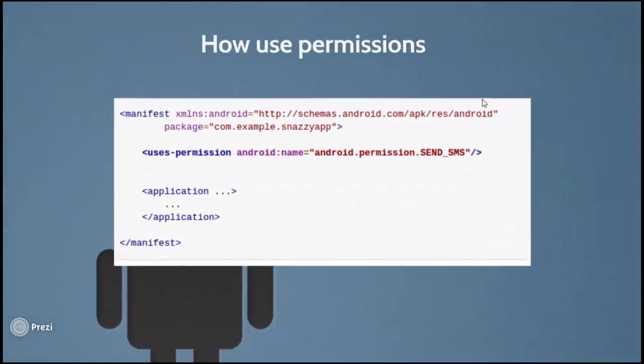How do we declare permissions? You have to declare it using the uses-permission tag in AndroidManifest.xml as shown in the image. It should be a sibling tag to the application tag.